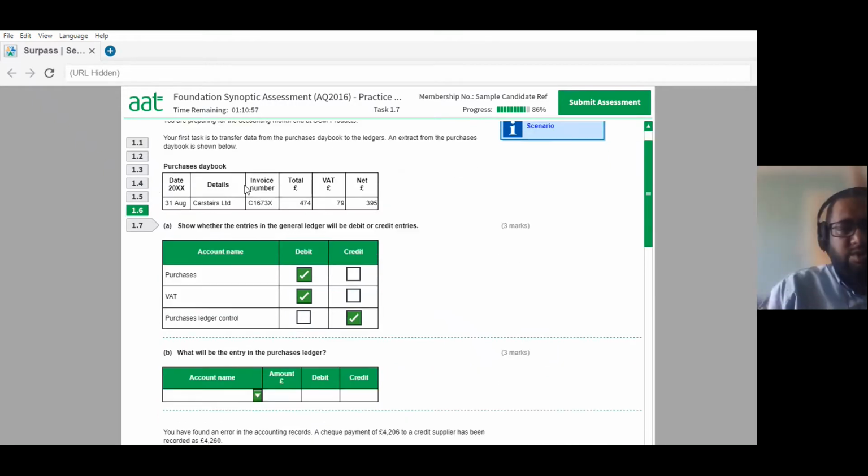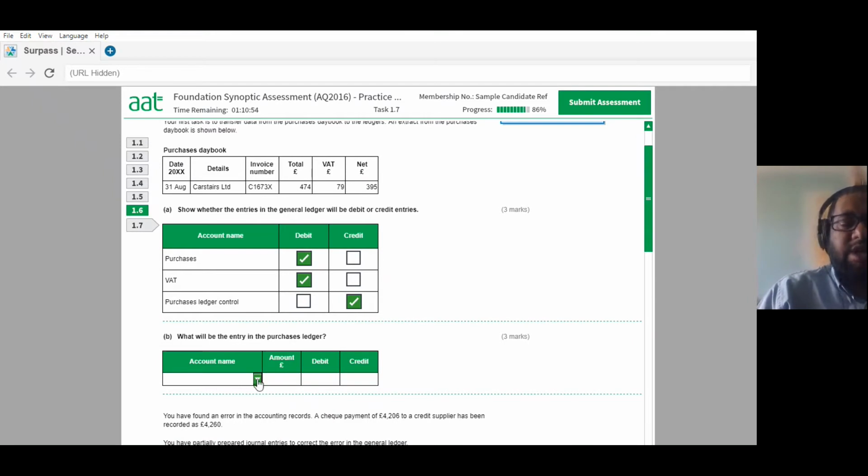Okay. What is the next one here? What will be the entry in the purchase ledger? So now on the purchase ledger, we have to look for the name of either supplier or customer. So here is going to be Carstairs Limited. The amount is 474. The debit is going to be or credit is going to be? So here is going to be credit, which is going to be added to your purchase ledger control. Like here, you see same side as purchase ledger control. On there, we're going to put it as Carstairs Limited, the supplier, we owe that £474.